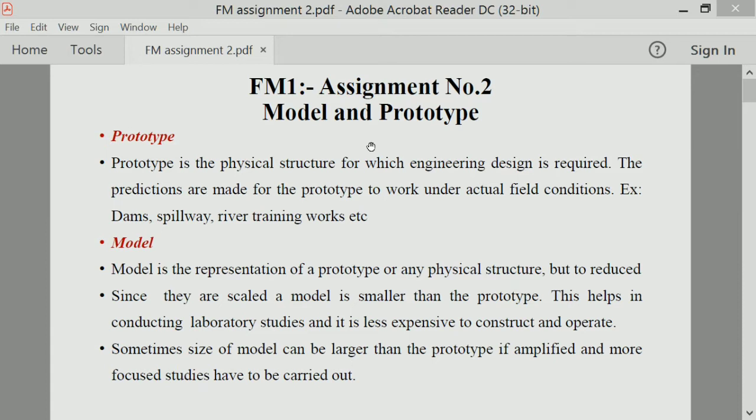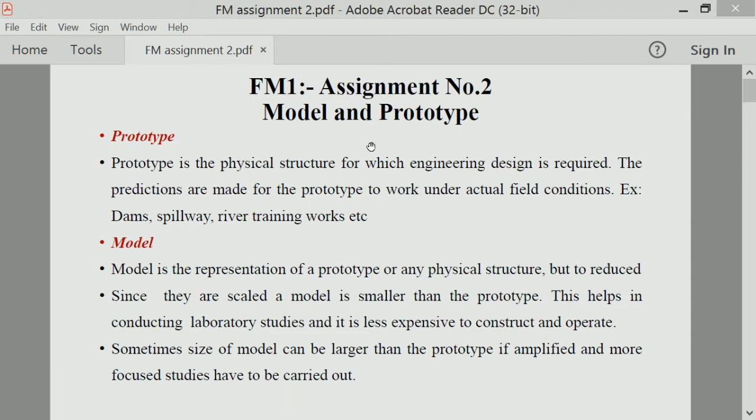Now what is a model? A model is the representation of a prototype. So it is like the prototype but on another scale, mostly a smaller scale. And it is prepared or manufactured by using some scales. Means up to some smaller scale, very small scale, this model is prepared and that model can be studied manually.